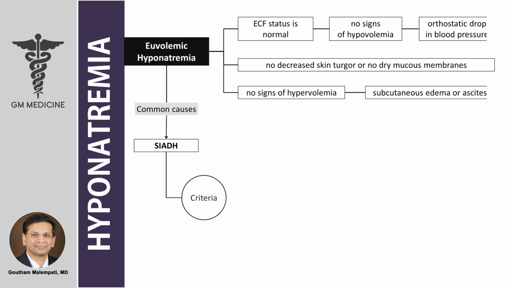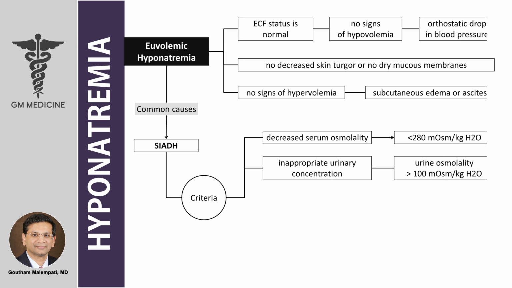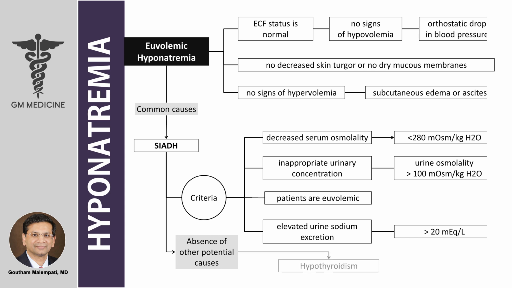The criteria for SIADH include decreased effective serum osmolality of less than 280 milliosmol per kg, inappropriate urinary concentration with urine osmolality greater than 100 milliosmol per kg, clinically euvolemic patients, elevated urine sodium excretion greater than 20 millimoles per liter, and absence of other potential causes of euvolemic hypoosmolar hyponatremia such as severe hypothyroidism or glucocorticoid deficiency.